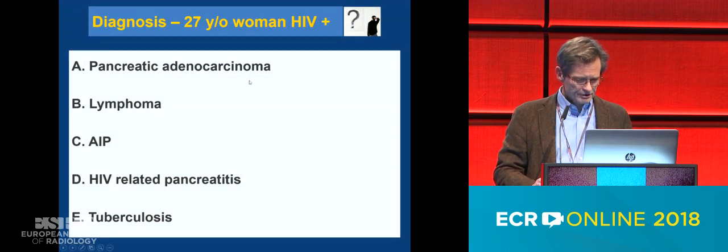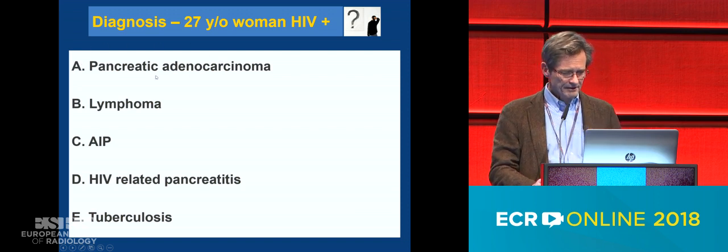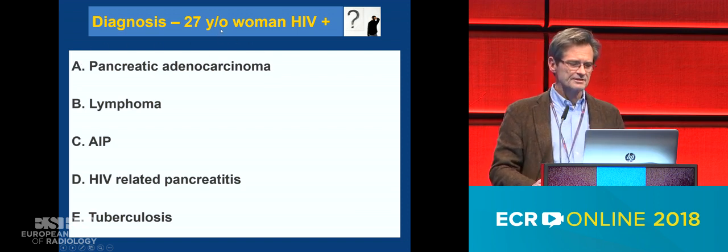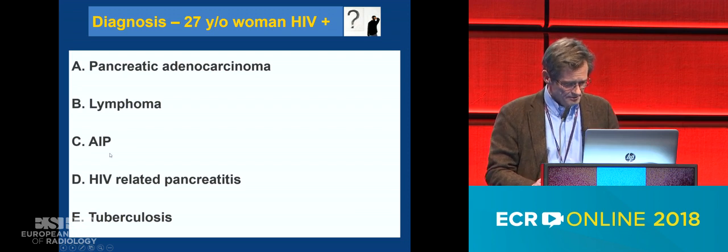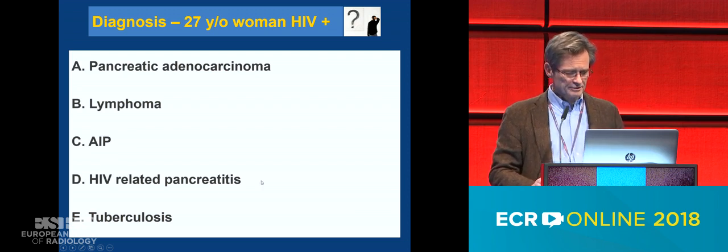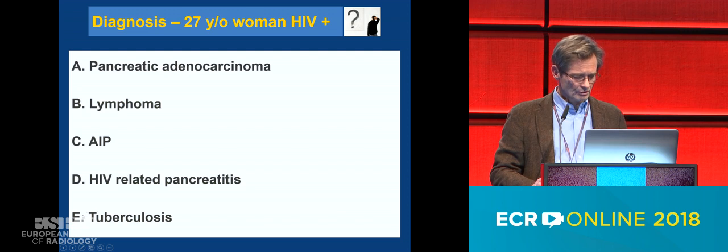So I have these suggestions for you. Could this be a pancreatic adenocarcinoma in this 27-year-old woman, HIV positive, a lymphoma, an autoimmune pancreatitis, an HIV-related pancreatitis, or tuberculosis, since we are in this specific background?